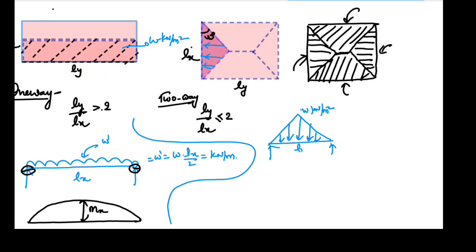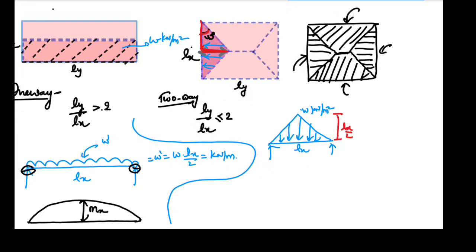This is Lx. What is the length of this one? Anybody? This is Lx by 2, because this is a 45 degree angle, so this is halfway. This length and this length are equal. This is a 45 degree angle, so this is Lx by 2, and this is also Lx by 2.